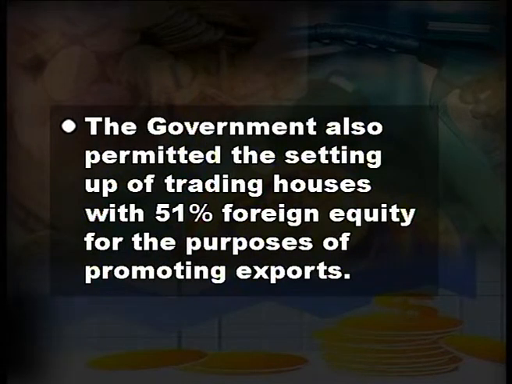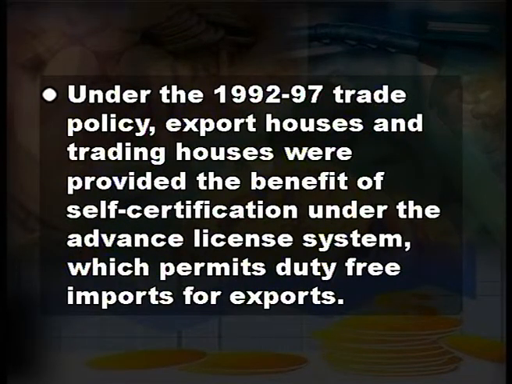The government also permitted the setting up of trading houses with 51% foreign equity for the purpose of promoting exports. Under the 1992-97 trade policy, export houses and trading houses were provided the benefit of self-certification under the advance license system, which permits duty-free imports for exports.